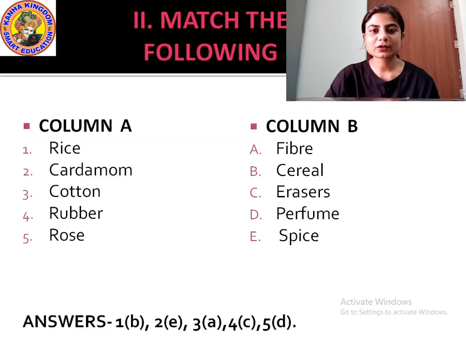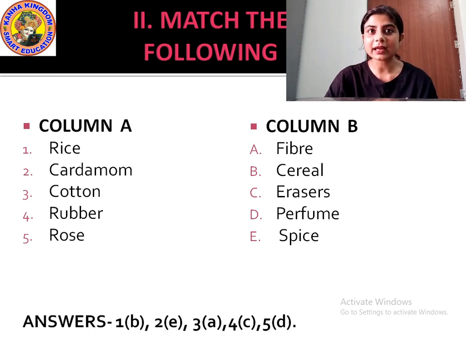So now students, our next question is match the following. Okay. In column A, there is rice, cardamom, cotton, rubber, rose. And in column B, it is fiber, cereal, erasers, perfume and spice. You have to match column A with column B. So, what is the correct answer of rice? What is rice? Rice is a cereal. That means the answer of 1 is B.